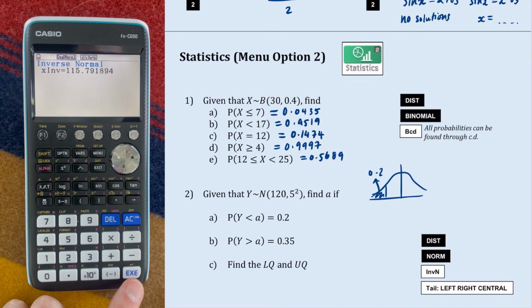So I'm going to execute that, and straight away I can find out that A is 115.8 to 1 decimal place. Now you can see what's going to happen for this next one. We want the area to be 0.35, and we want it to be on the right hand side.